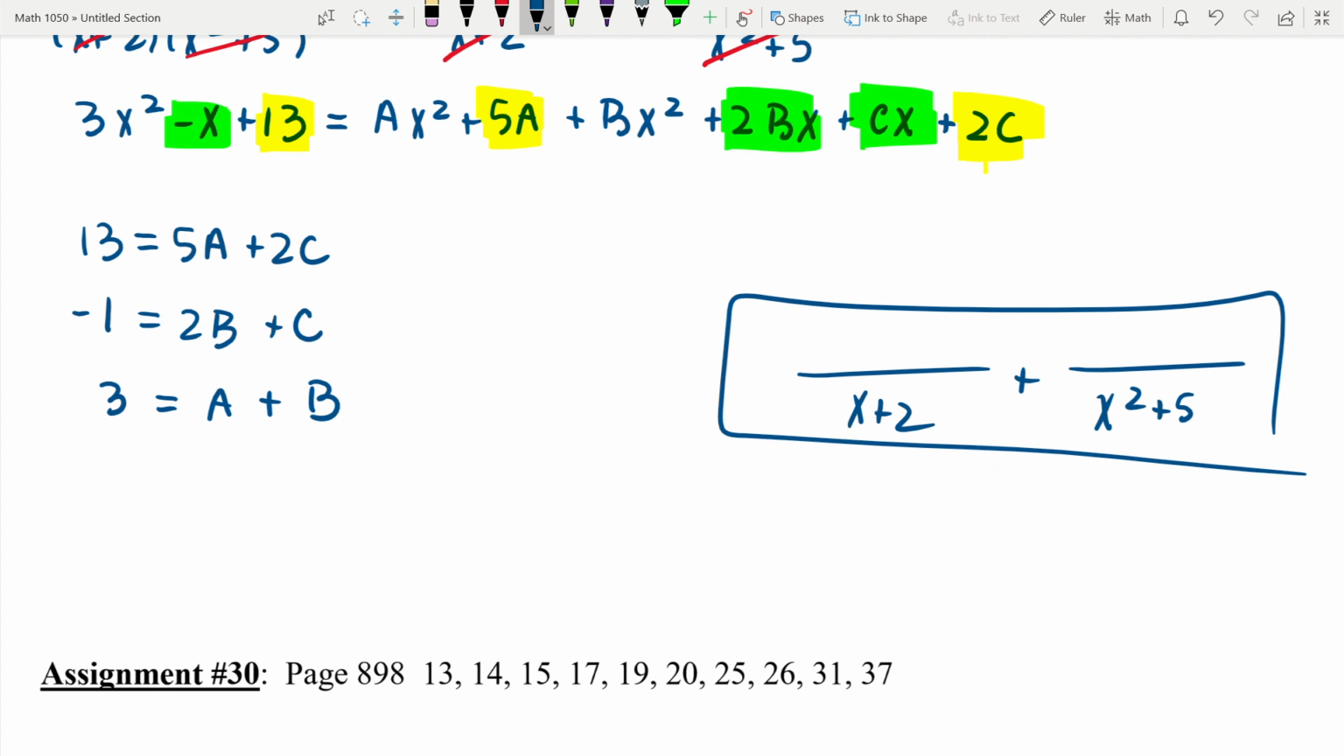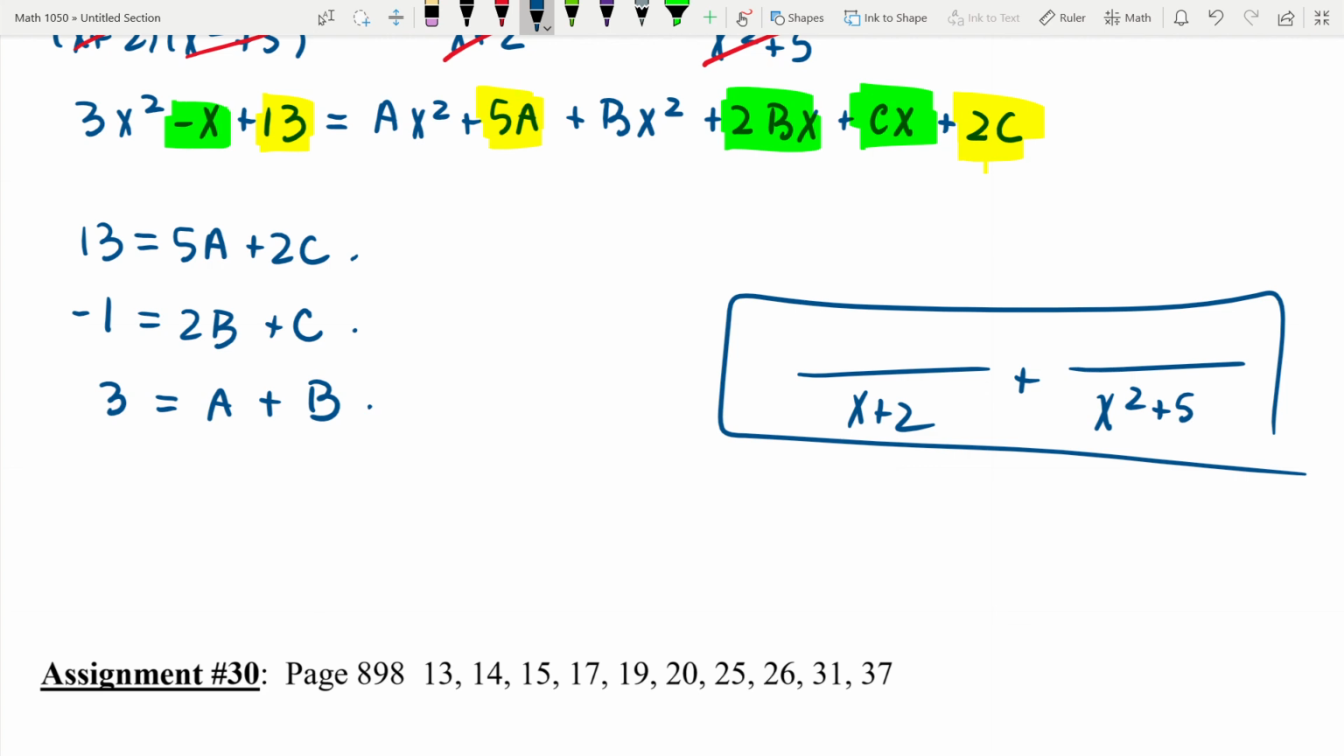Look right here. This guy has no b. This guy has no a. This guy has no c. I've got to figure out which variable is going to be the easiest to eliminate. Look at the a's, 5 and 1. Look at the b's, 2 and 2. Look at the c's, 2 and 1. They're all equally easy because they all have a coefficient of 1, okay?